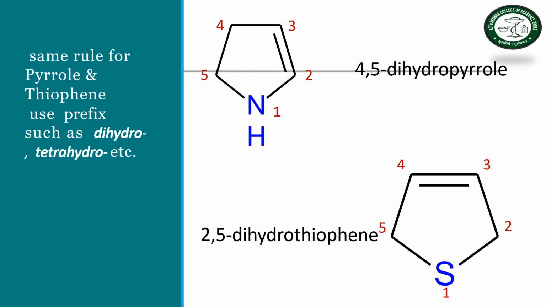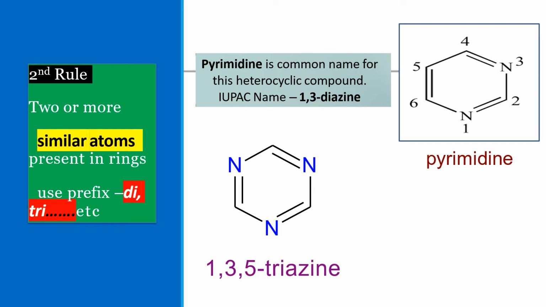Very simple. Similar in the case of 2,5 dihydrothiophane. Why 2,5? Because there is an absence of bonds between 2 and 5. Means what? There is an absence of bond between 1 and 2, and an absence of bond between 1 and 5. That's why 2,5 dihydro, thio for sulfur, and phane for a 5-membered ring. Very simple.